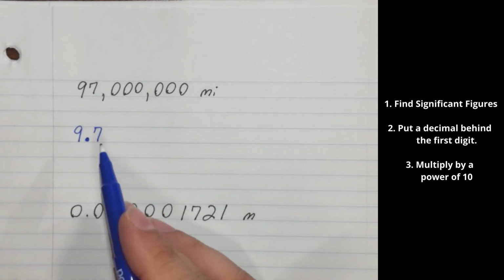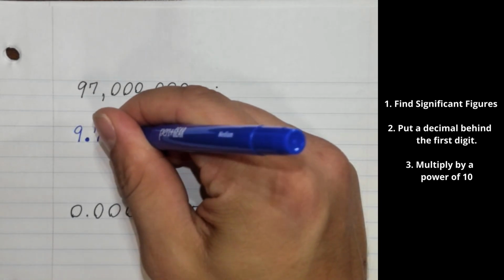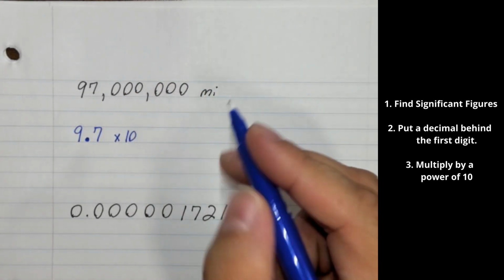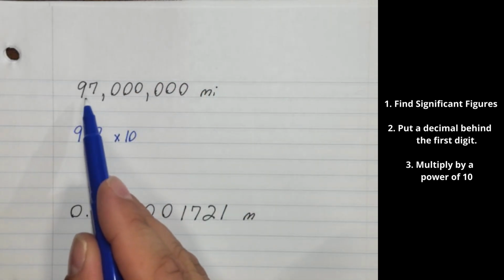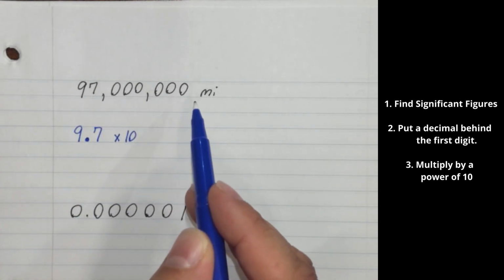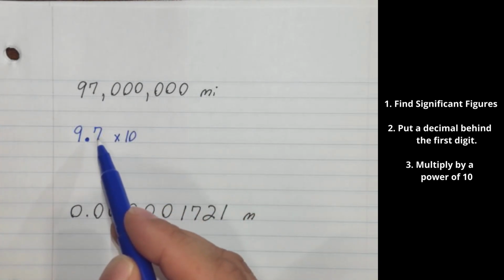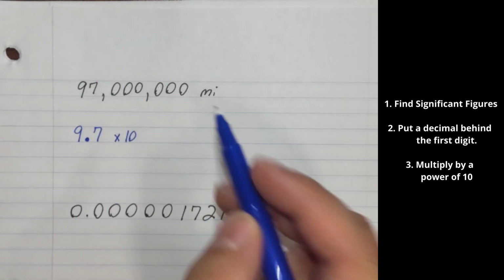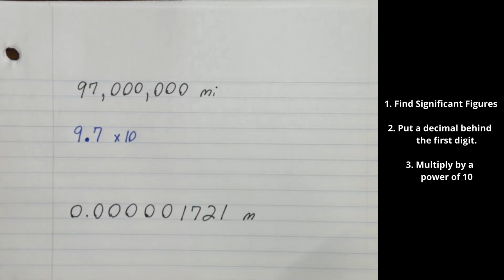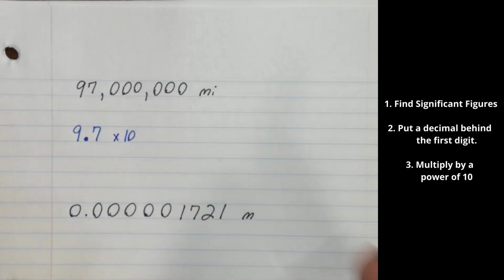And then I'm going to multiply that number times 10 to a power. Because we're in a base 10 number system, if I multiply 9.7 by 10, I've got 97. That's like shifting the decimal over once. So let's count how many times I would have to shift the decimal over to make this number equivalent.